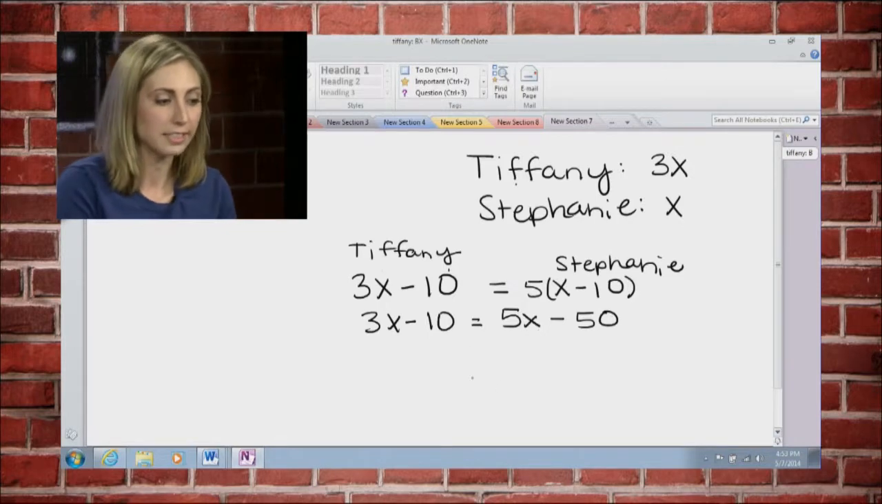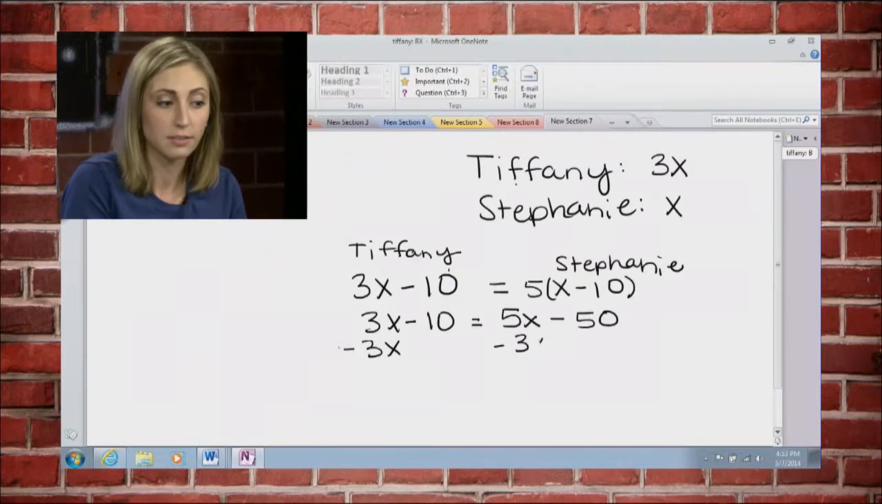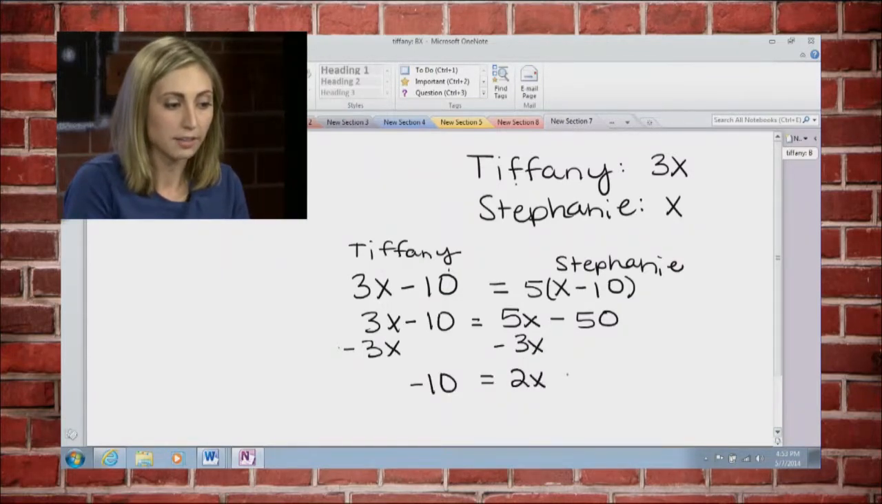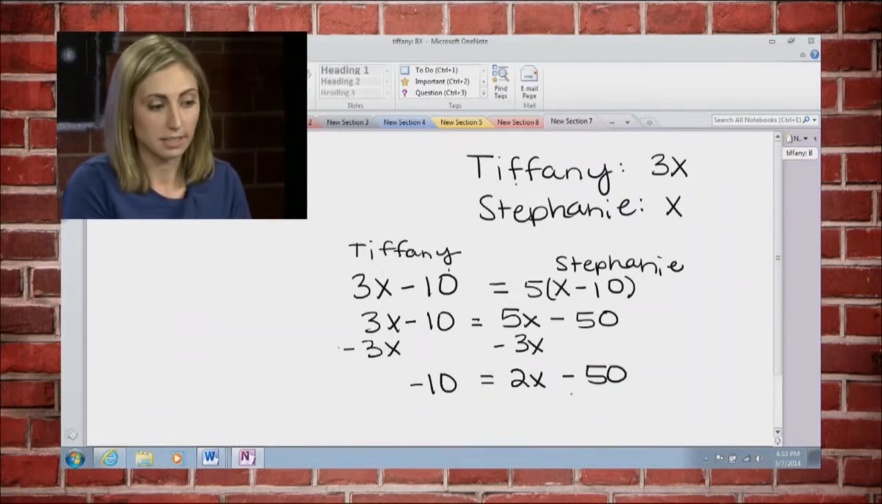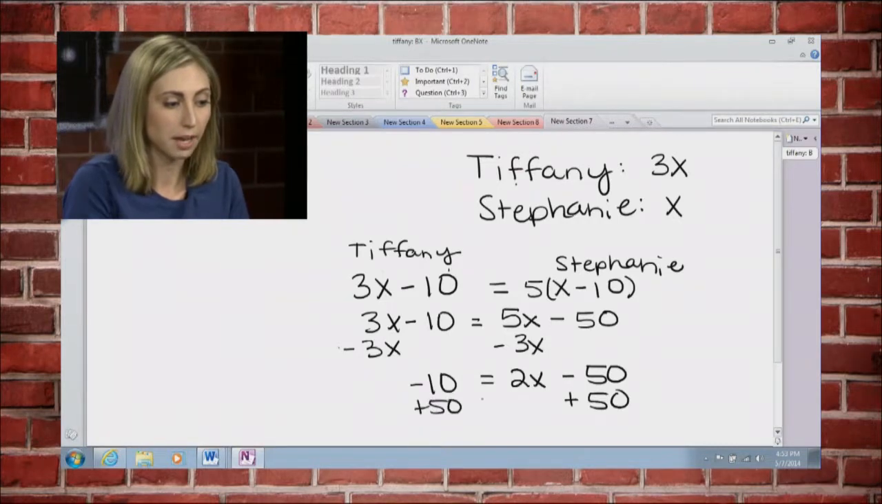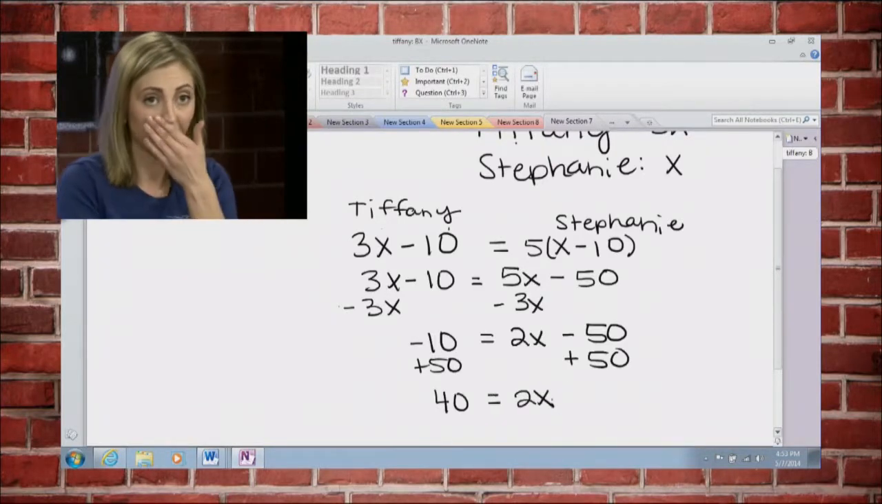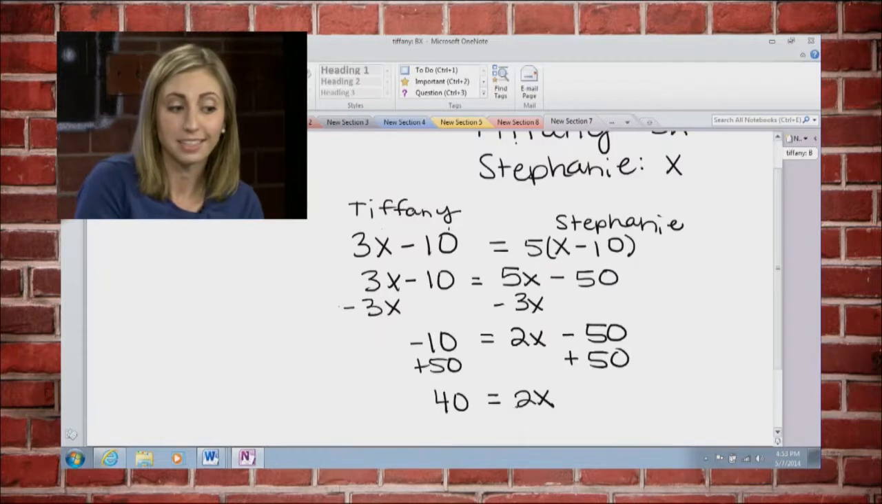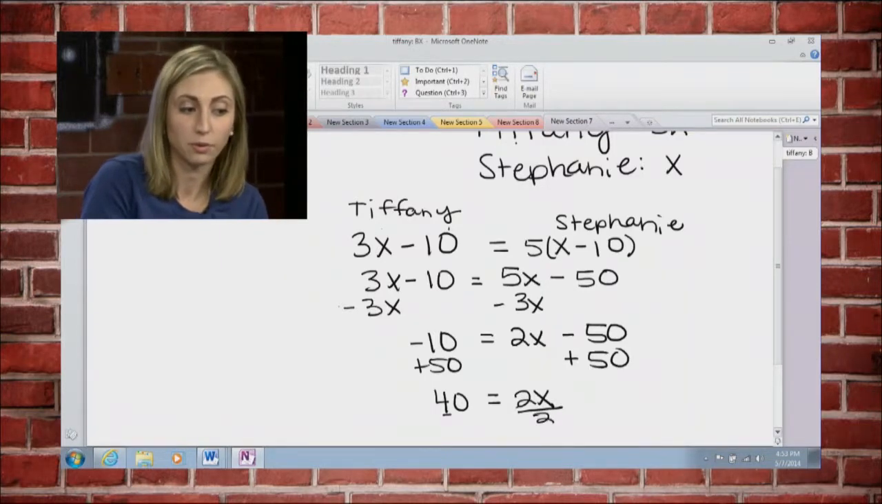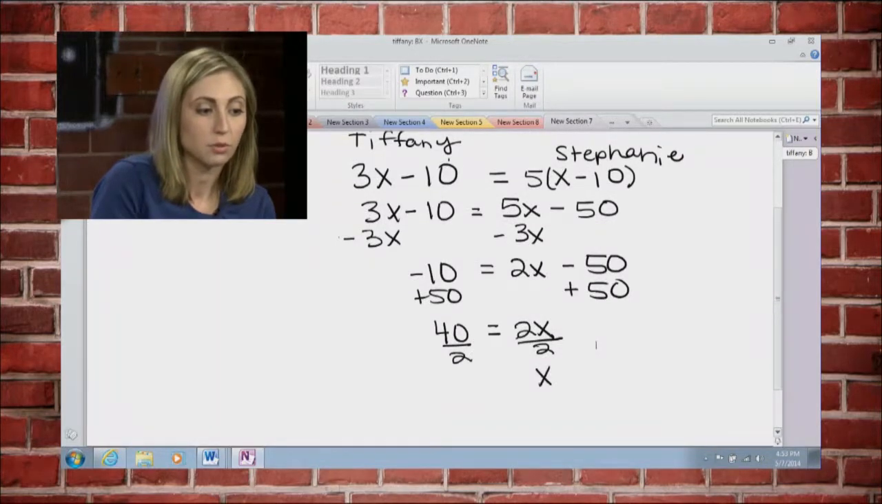Then from here, we're going to isolate x, so I'm going to get x on one side by subtracting 3x from both sides. I'm left with negative 10 equals 2x minus 50. Then the next thing I'll do is add 50 to both sides, again, to isolate x. When we do that, I have 40 on the left side and now 2x on the right. And then the last step to isolate x is to divide both sides of the equation by 2. So then you end up having x equals 20.